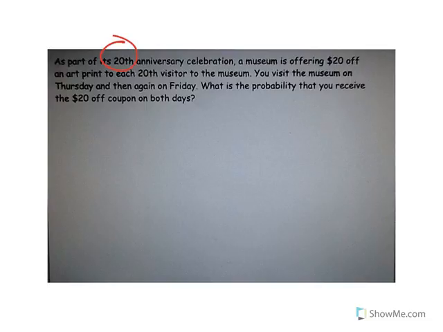The museum is offering $20 off an art print for every 20th visitor to the museum. So that means one day, 1 out of 20, you got a possibility of it happening. Second day, 1 out of 20 again. So the probability that you're going to end up having it happen on Thursday and Friday is going to be 1 out of 400. And we're done.